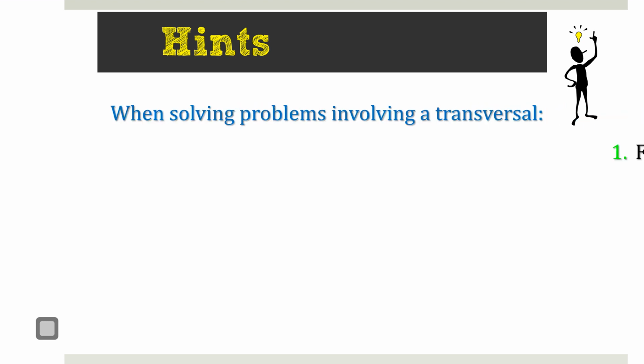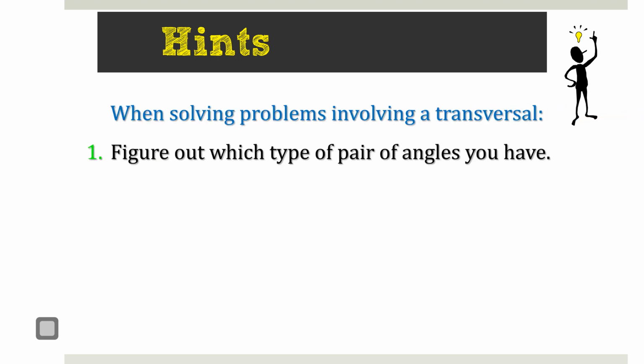We can start setting up some algebra equations just like we did with segments and just like we did with the other angles. So here are some hints to help you. Which pair of angles are you talking about? We've got 10 different pairs of angles now. Vertical, adjacent, linear pair, supplementary, complementary, alternate interior, corresponding, alternate exterior, consecutive interior, consecutive exterior.